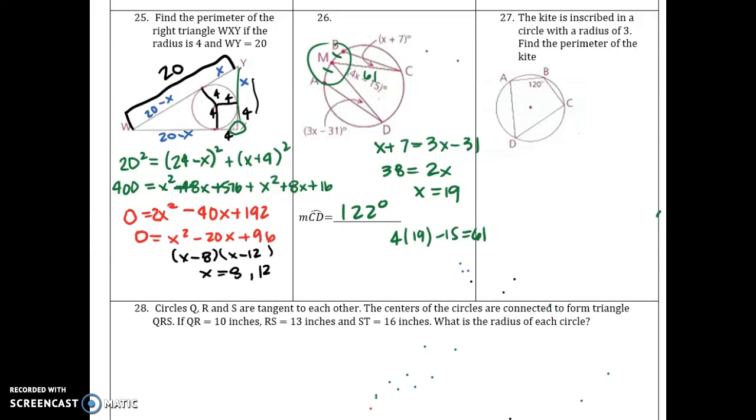Didn't make their way into your picture. The kite is inscribed in a circle with a radius of 3. I'm going to draw my radius there because honestly that's the only thing that makes sense for me right now. Find the perimeter of the kite.